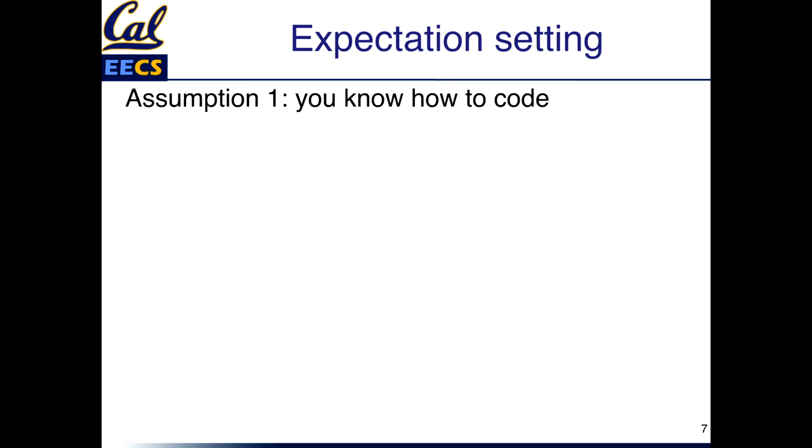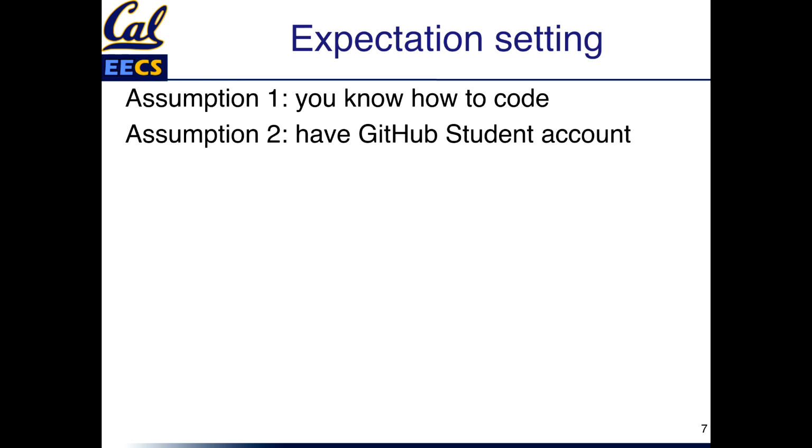So, expectation setting for this course. We assume you know how to code pretty well. You have made it this far in your Berkeley career. That is not too much of a problem. Second assumption, you have a GitHub or GitHub student account. You don't need the student-specific features of GitHub, but if you sign up for them, there are a lot of great freebies. If you don't have a GitHub account already, you can just go ahead and create one. That is where you'll be working on your projects. We'll talk a bit about that in a second.